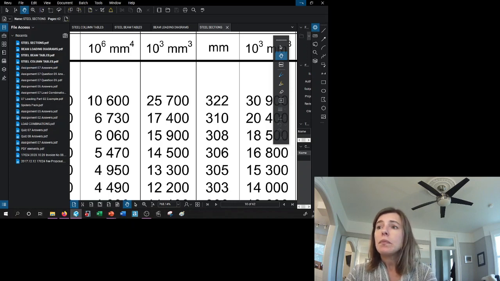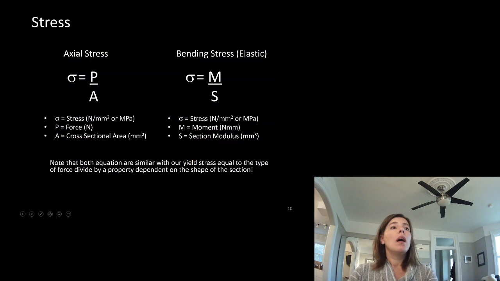Now, when we did our axial stress, we could rearrange that equation. We could have P equals stress times area, but our stress equals force divided by area.